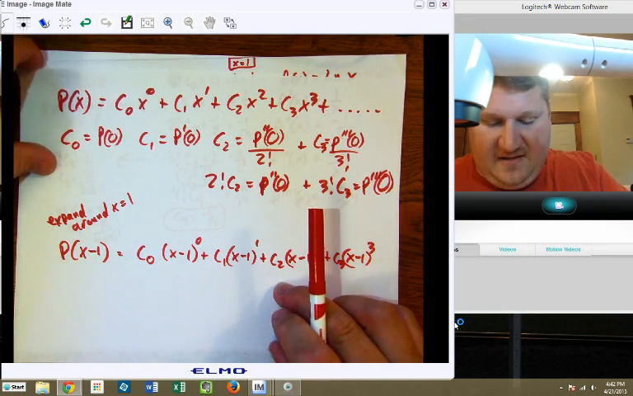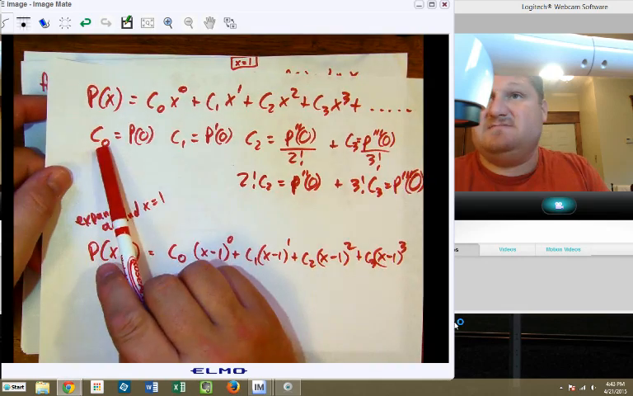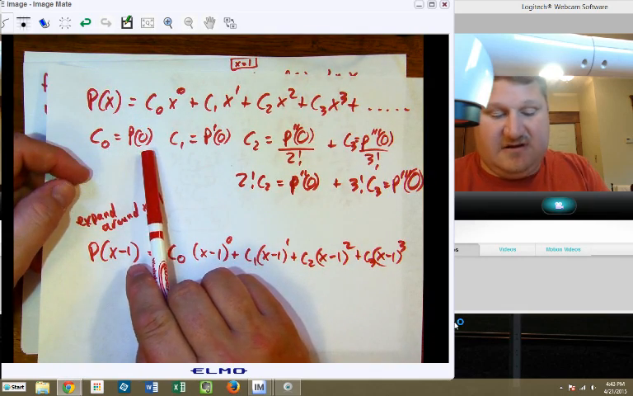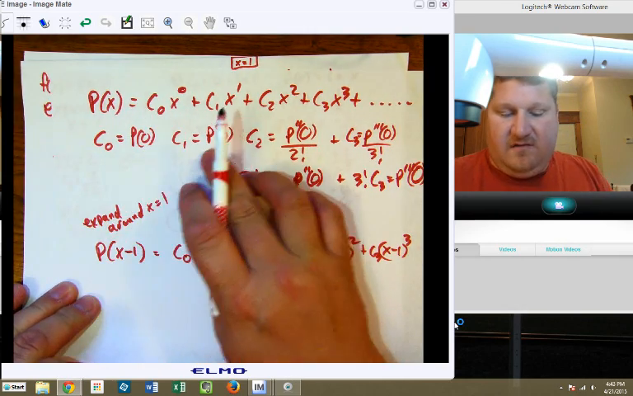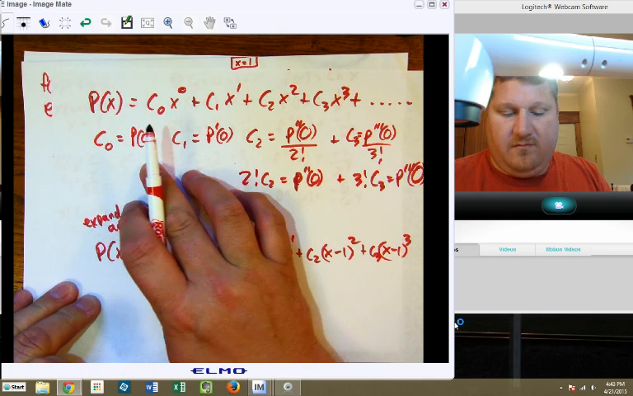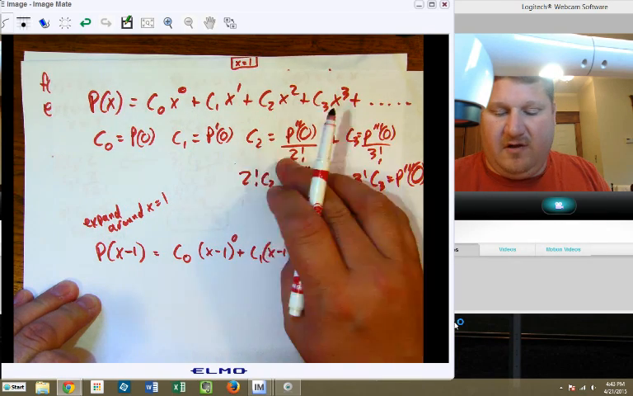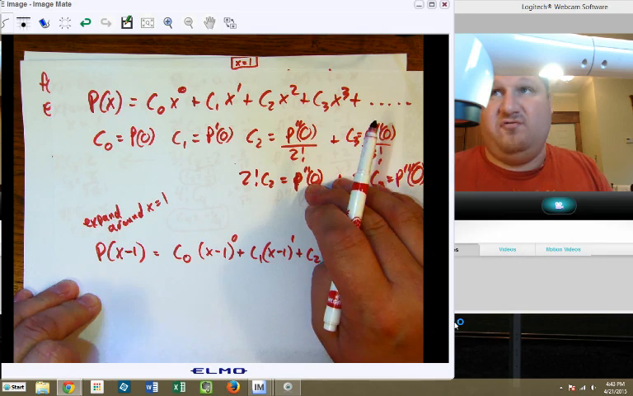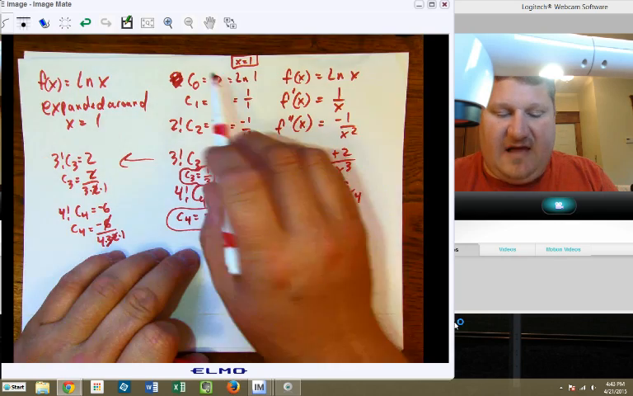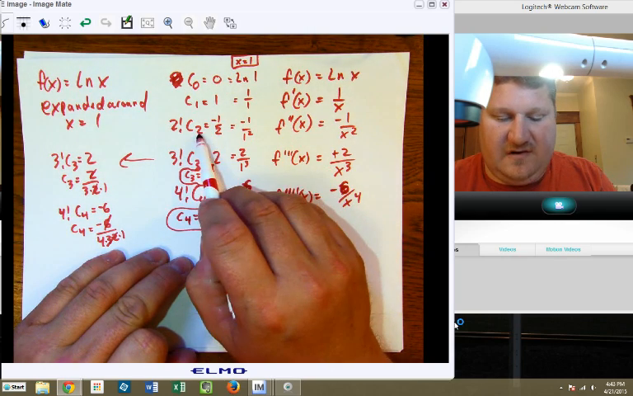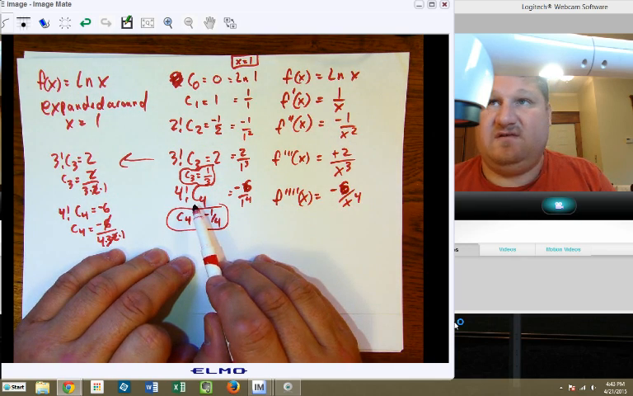Now, using that as our jumping off point, let's find some derivatives. We already know that c sub 0 would equal p of 0, but in our case, since we're expanding around 1, c sub 0 is equal to p of 1, I'm sorry. C sub 1 equals p prime of 1. C2 equals p double prime of 1 over 2 factorial. So we're going to put 1s in instead. And so we have c sub 0, c sub 1, 2 factorial c2, 3 factorial c3, 4 factorial c4, and that's our standard pattern that we established previously.